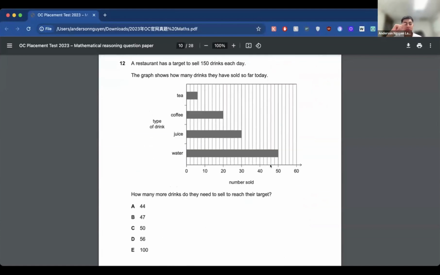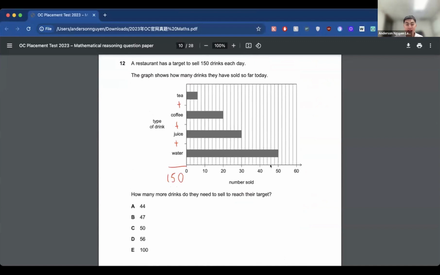Now on to 12, you have a graph, right? And the question says, how many more drinks do you need to sell to reach a target? Now, if you read that by itself, no way you're going to know where to go. You don't have any clues. You don't know what the graph's showing. So you have to just go back up. A restaurant has a target to sell 150 drinks each day. So if you add up all of these, you need to get to 150.